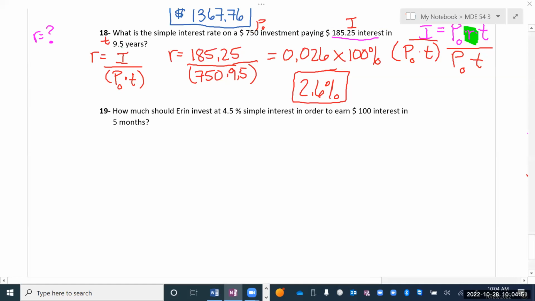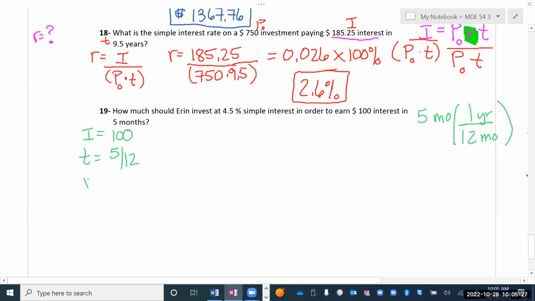Okay, and then next, we have question 19 to finish off this simple interest part. So how much should Erin invest at 4.5% simple interest to earn $100 interest? So there's her I. T is going to be in years. So I need to divide by 12 there. 5 months, 12 months in 1 year. So just be aware of that. That's why the T is 5 over 12.